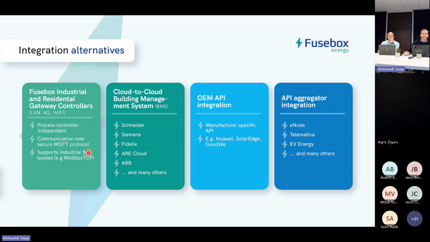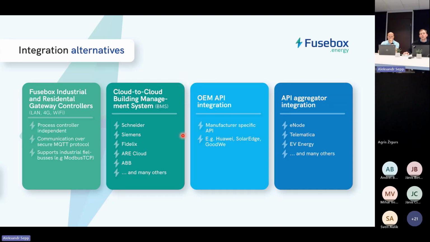On the site, we collect information through Modbus TCP or RTU and transform that protocol into MQTT protocol and send it over to our server. So all the communication eventually goes between site and our server via MQTT. Also, we are able to make a cloud-to-cloud connection to the building management systems or BMS.